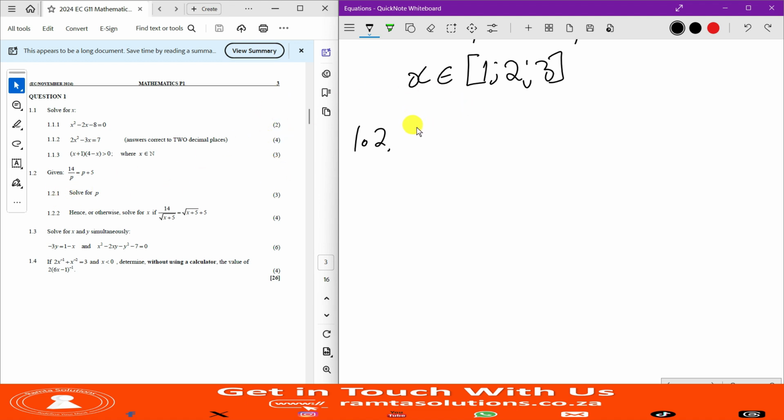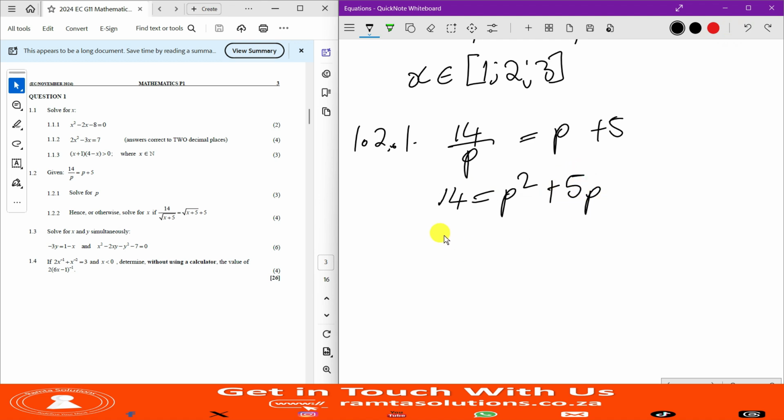Let's go now. 1.2, given 14 over p equals p plus 5, solve for p. When you solve for p, multiply by p throughout. It will be 14 equals p squared plus 5p. So 0 equals p squared plus 5p minus 14.